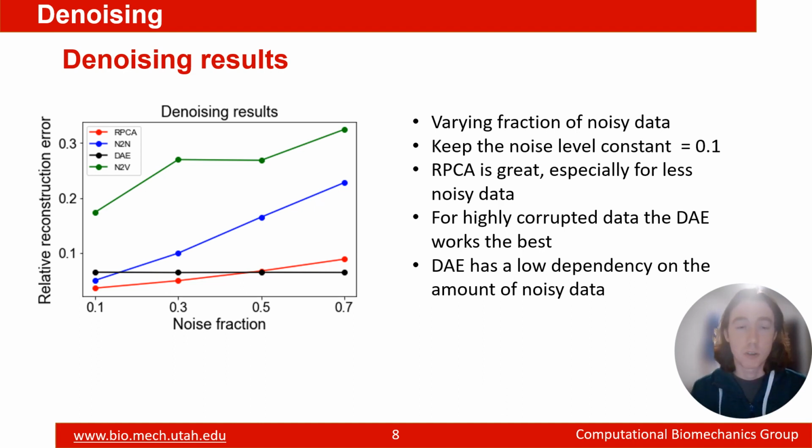Here is the relative reconstruction error as a function of noise fraction from 10% to 70%, while keeping the noise level constant at 10%. That's practically the standard deviation of the Gaussian distribution. Overall, we see that robust PCA is great, especially for less noisy data. However, for highly corrupted data, the denoising autoencoder works best, and it has a low dependency on the amount of noisy data. Probably this is because it has been retrained separately on each noise fraction.